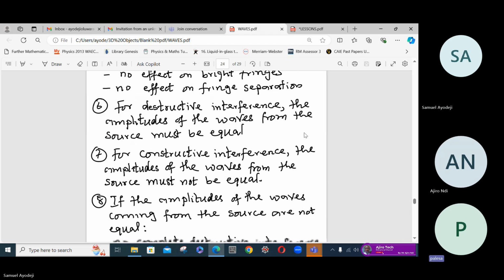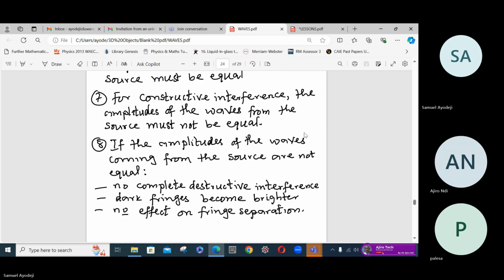No complete destructive interference. For constructive interference, the amplitudes of the waves must not be equal. If they are not equal, that means we are moving towards constructive interference. So it becomes brighter. You can see now, no complete destructive interference. Because destructive interference, of course, is a 3-mark or 2-mark question. The question will not say equal. They just say the amplitude of the two.